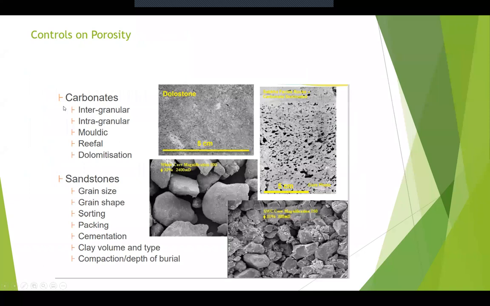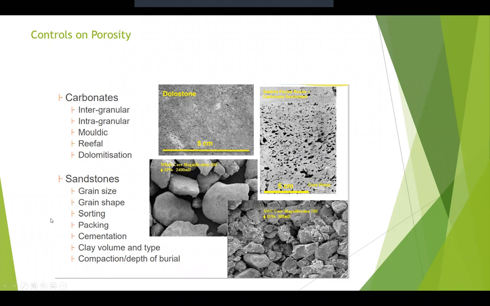For carbonates, the controls on porosity are intergranular, intragranular, moldic, reefal, or dolomitization. Dolomitization is one of the most important, because it enhances porosity in the carbonate; diagenesis from dolomitization normally increases the porosity in the reservoir. For sandstone, the most common controls are grain size, grain shape, sorting, packing, cementation, clay volume, and compaction. Sometimes a sandstone reservoir can be highly cemented, by clay or carbonate material, and then the permeability and porosity will be low.